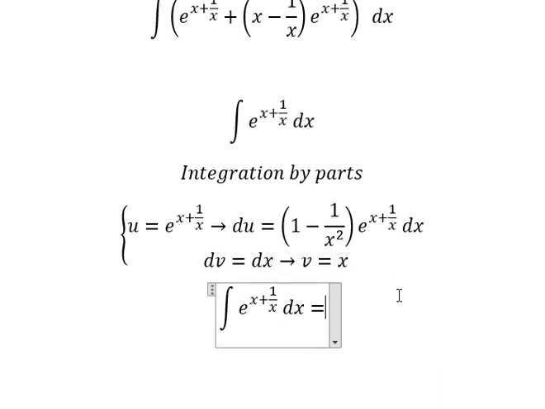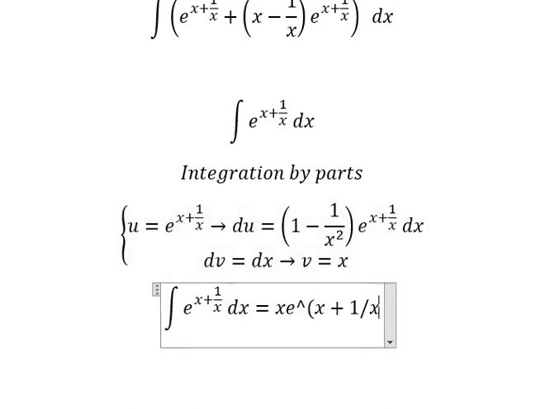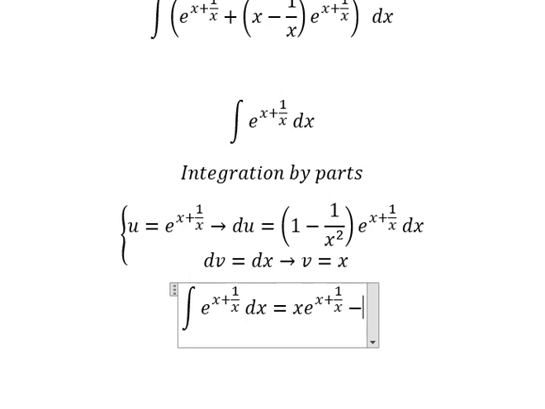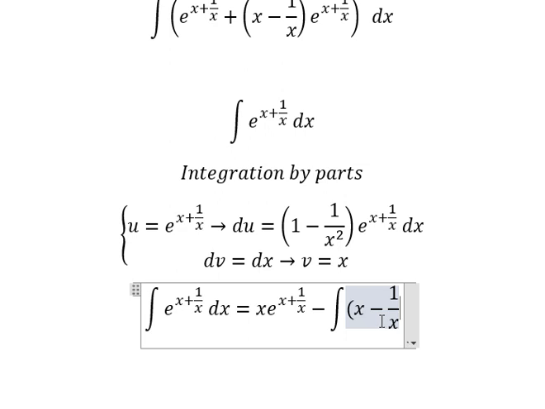So we have u multiplied by v, minus the integration of v multiplied by du. S with number 1, we have s with 1 over s square, we have 1 over s.